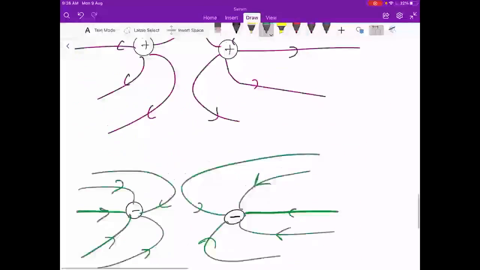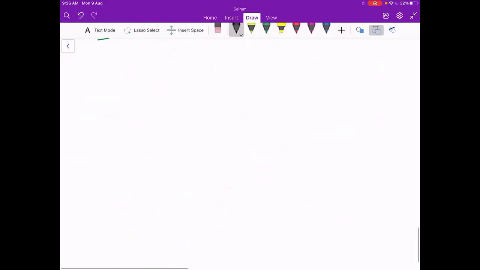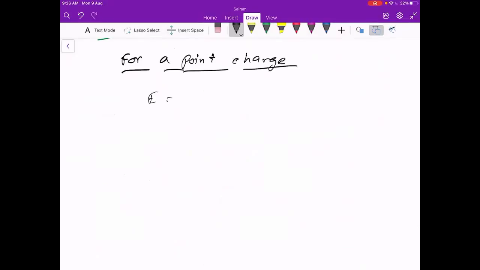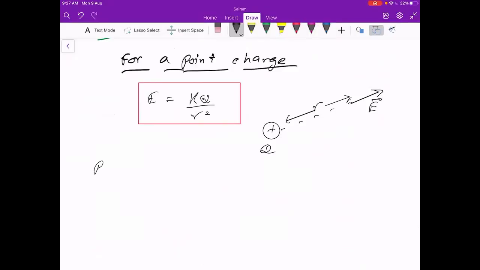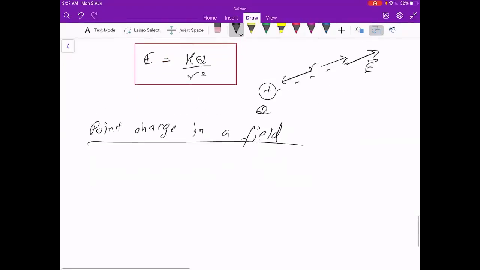Electric field. Yeah, these are the lines of forces. Formula for electric field. For a point charge, E equals KQ by R square. Point charge in a field. F is equal to Q into E.